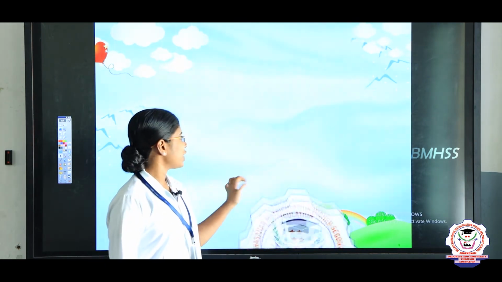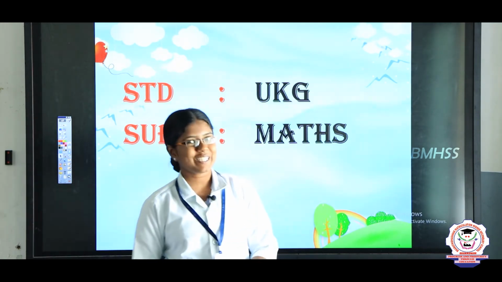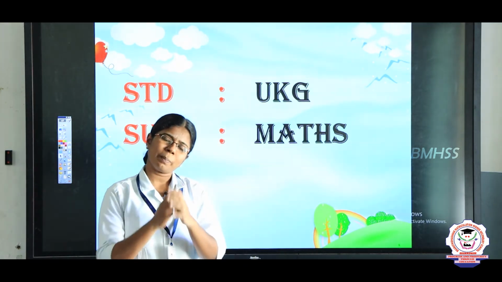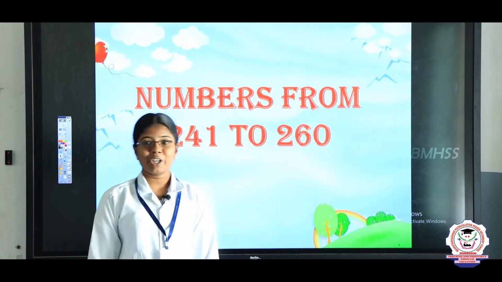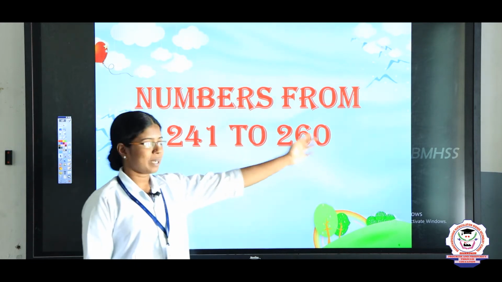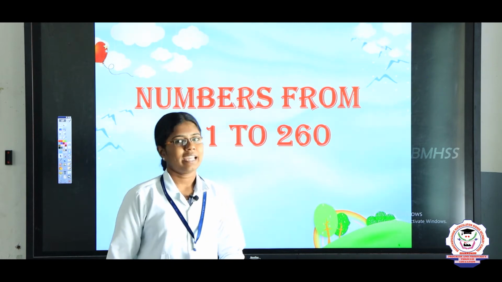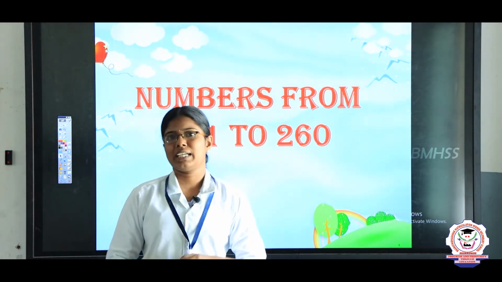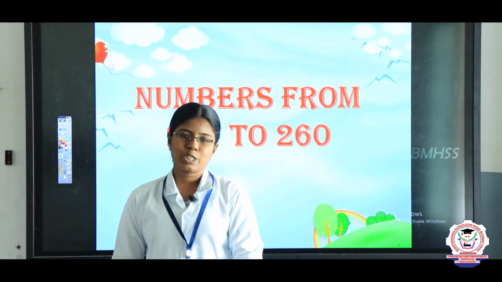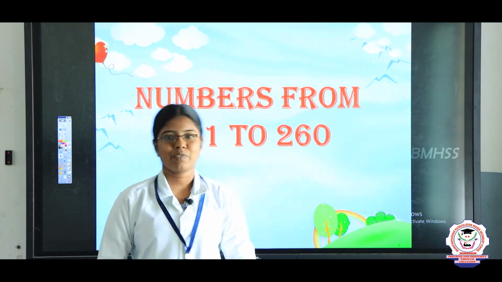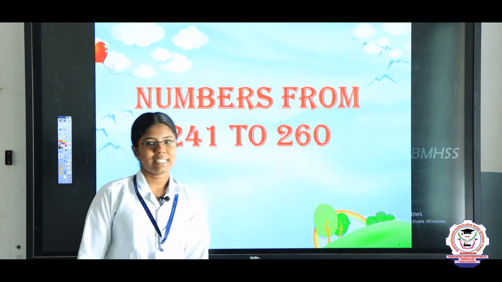Today we are going to learn a topic from Maths for UKG kitties. Shall we children? It's very good. What topic today are we going to learn? Today we are going to learn the numbers from 241 to 260, right? In the previous classes, we learned the numbers from 201 to 240, right? So, following that, in this class, we are going to learn the numbers from 241 to 260, okay?